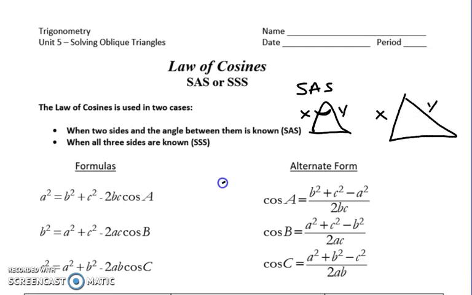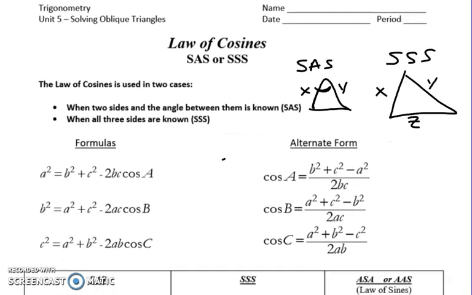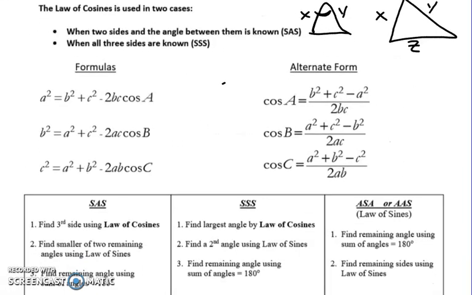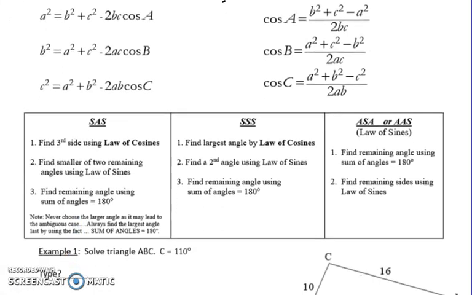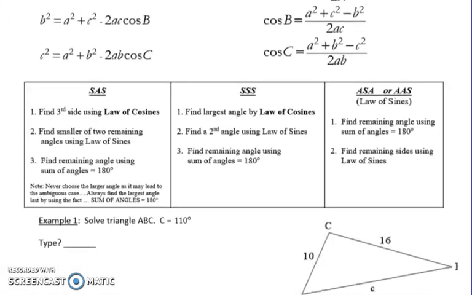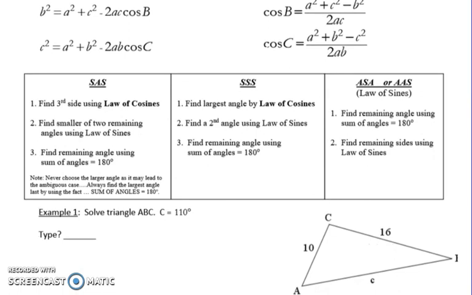So we know all three sides. We'll use side-side-side. The formulas you will not have to remember. They are going to be given to you on your formula sheet, so you won't have to remember the law of cosines. Notice here, it tells you which steps to follow when you have each case.